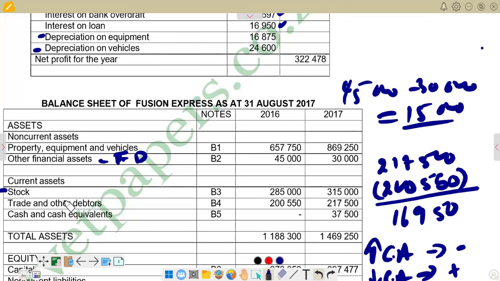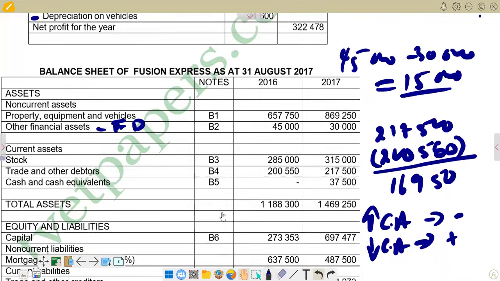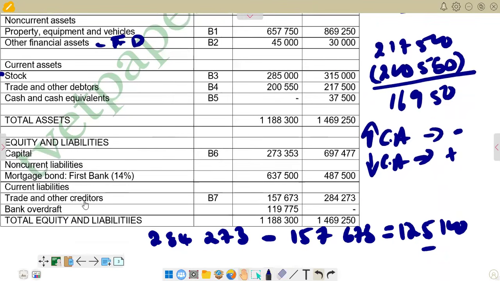Right, on movements of loans, we are going to find it in the liabilities section. So if you come here, you see that we've got a mortgage bond that has a movement from 637,500 to 487,500. So this is a reduction in loan. Whenever a loan reduces, it means it's being repaid, so it's an outflow. So we are going to represent the difference as an outflow.